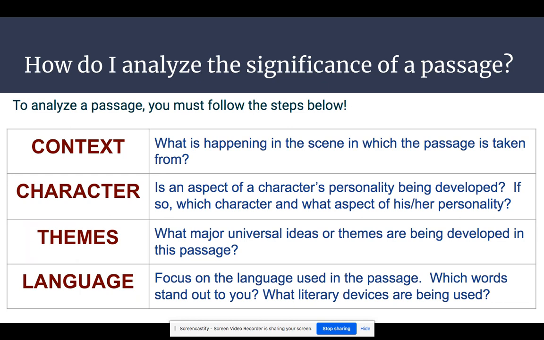Second, you want to focus on character development. What aspect of a character's personality is being developed in this particular passage? What are you learning about your character in this passage based on what they are saying or thinking?